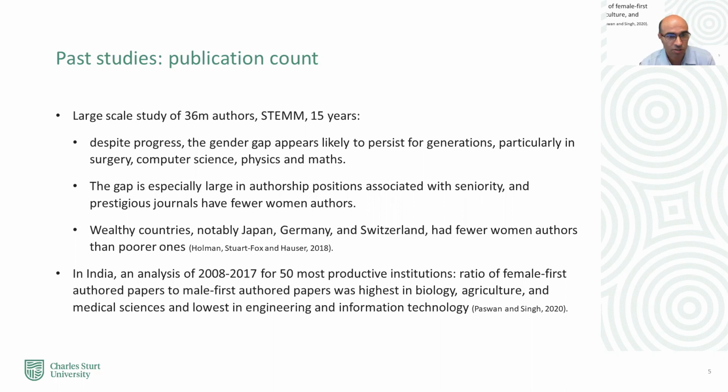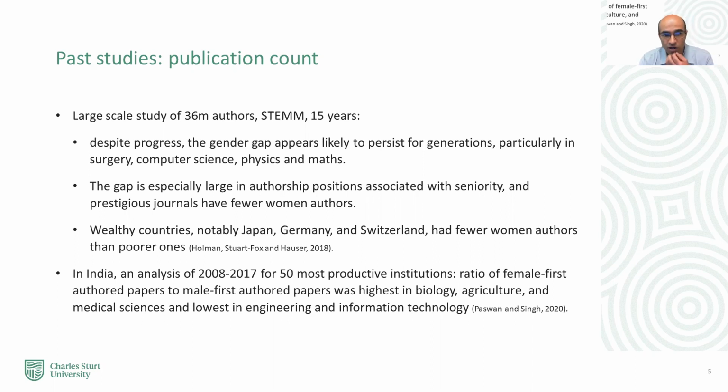In the next few slides, I'm going to basically review, and this would probably be an interesting bit of the presentation, what past studies show us about some of those questions. In terms of publication count, a large scale study of 36 million authors from science, technology, engineering, mathematics, and I think medicine, over 15 years showed that despite progress, the gender gap appears likely to persist for generations. And they also projected progression into the future. That's why they know that, for instance, it's not going to be fixed for another 20, 30, 40 years in some fields and in certain countries. And particularly the issue is not good in surgery, computer science, physics, and math.